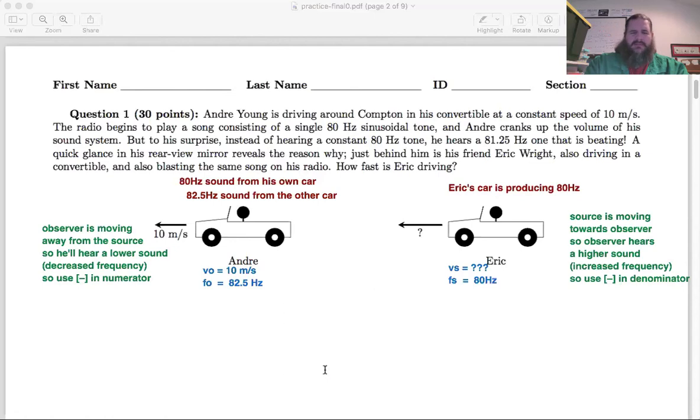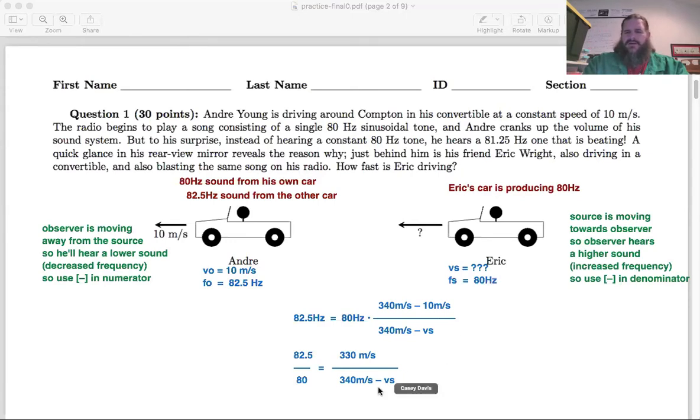82.5 over 80 equals, and then in the numerator, 340 minus 10 would be 330. And then the denominator, 340 meters per second minus V sub S. So how do you deal with a variable in a denominator like this?